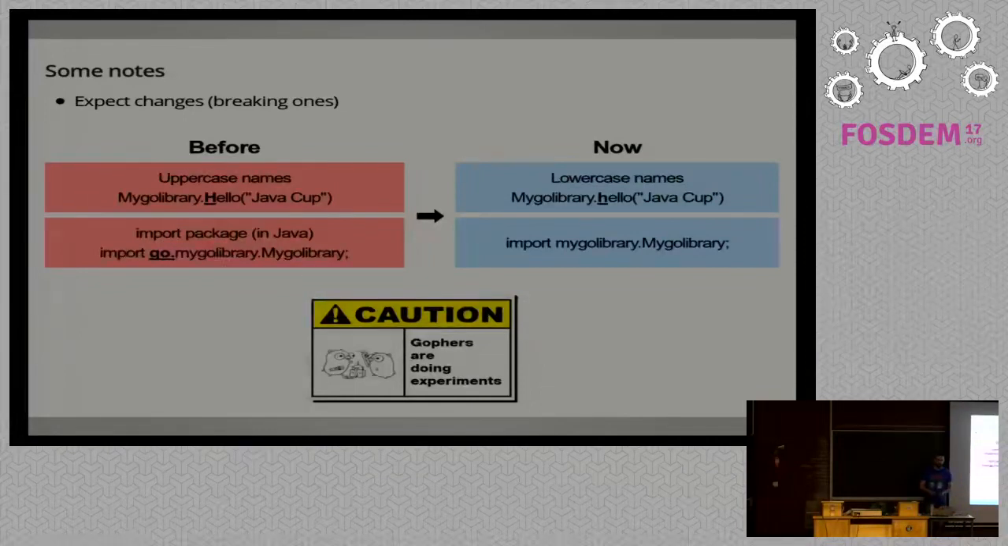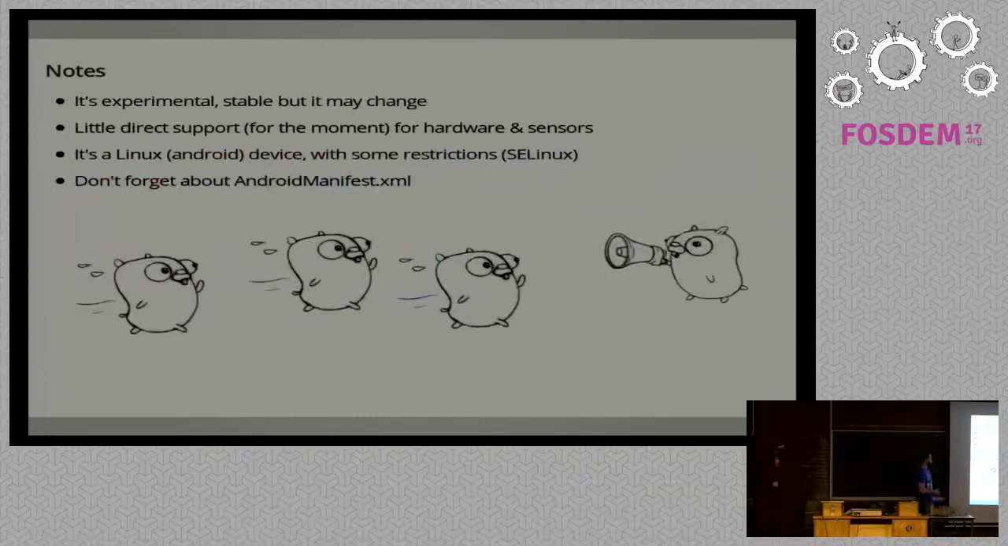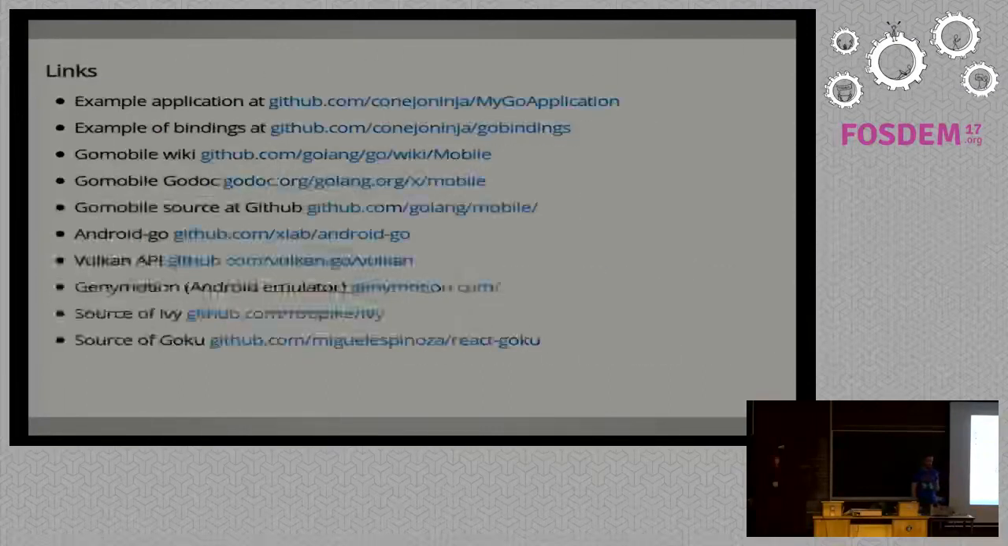But Gomobile itself is very, very stable. It's experimental, it may change. There is little support for hardware and sensors for the moment, like accessing the camera, USB, or maybe the gyroscope. Don't forget it's a Linux device with some restrictions. For example, to communicate with the USB, we use a Linux driver written in Go. And also in the Android manifest, you need to put some information there.